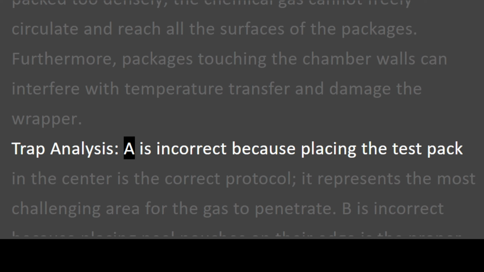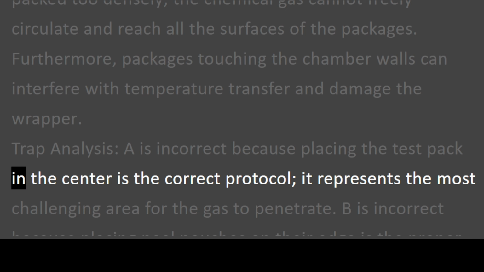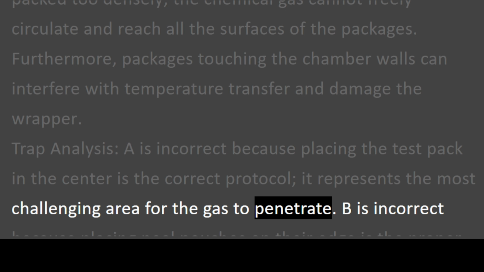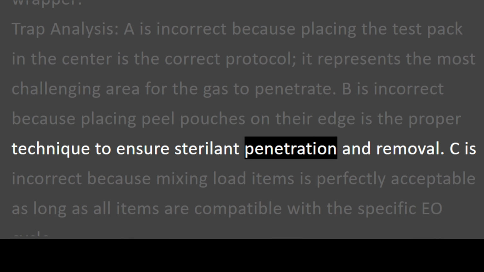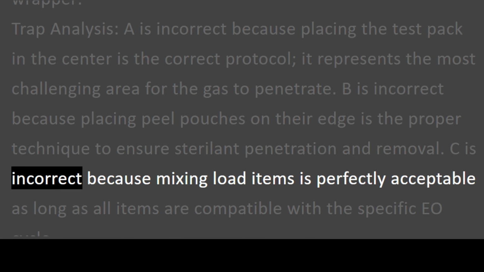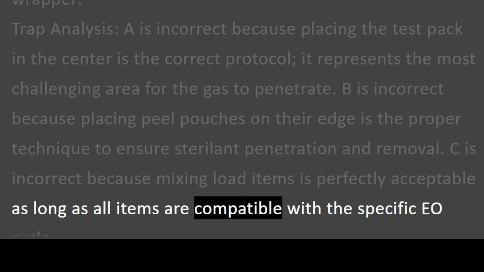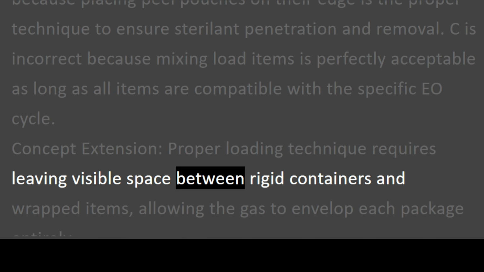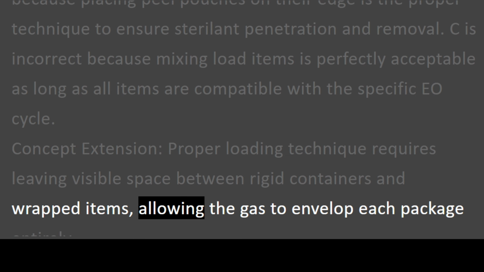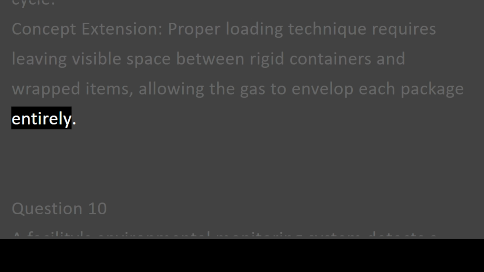Trap analysis. A is incorrect because placing the test pack in the center is the correct protocol. It represents the most challenging area for the gas to penetrate. B is incorrect because placing peel pouches on their edge is the proper technique to ensure sterilant penetration and removal. C is incorrect because mixing load items is perfectly acceptable as long as all items are compatible with the specific EO cycle. Concept extension. Proper loading technique requires leaving visible space between rigid containers and wrapped items, allowing the gas to envelop each package entirely.